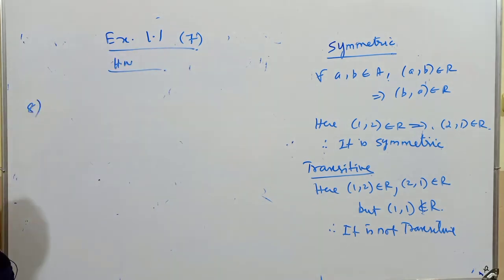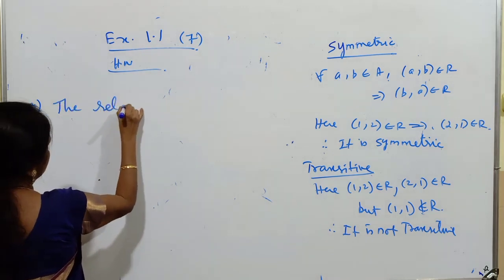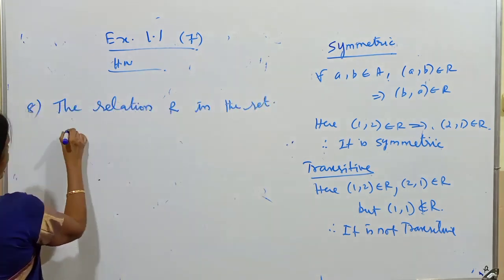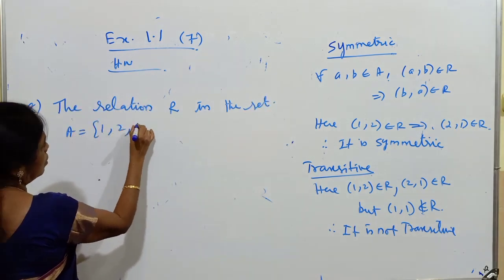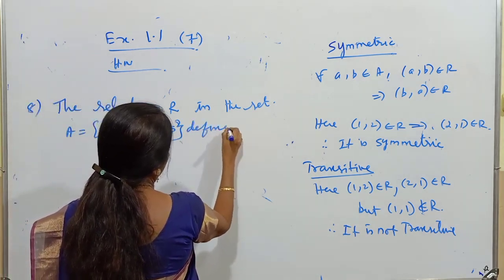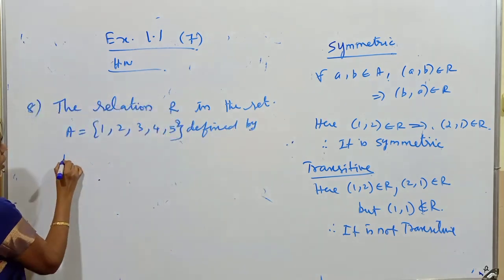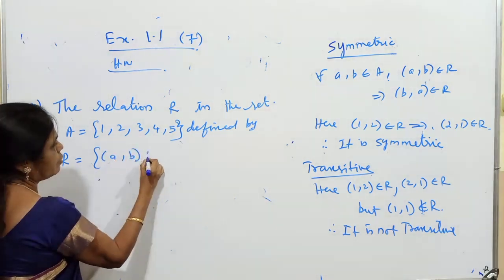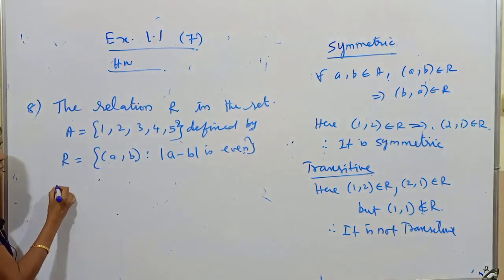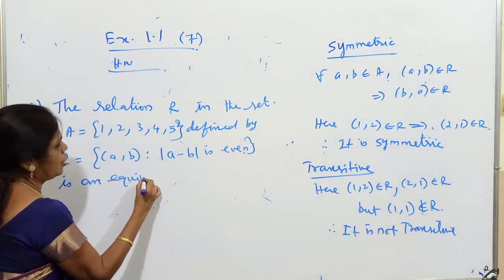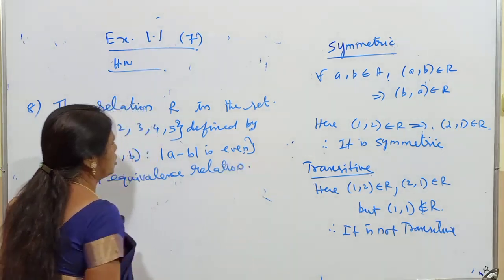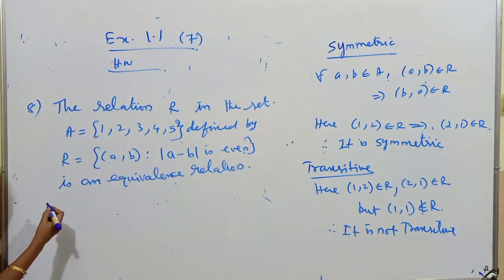Now we are going to do the 8th sum. The relation R in the set A equal to {1, 2, 3, 4, 5} defined by R equal to {(a, b) such that modulus of a minus b is even} is an equivalence relation.